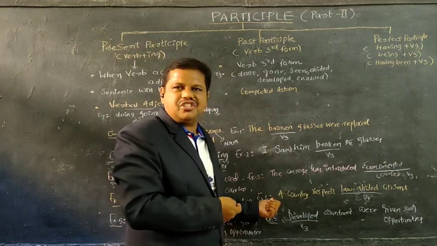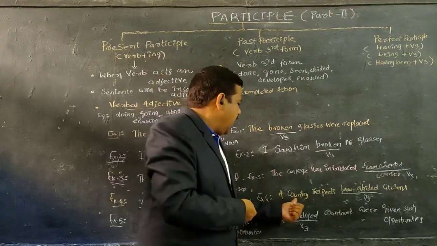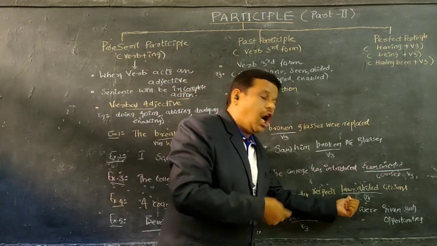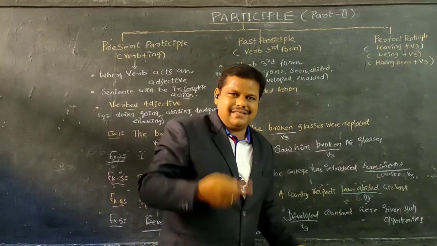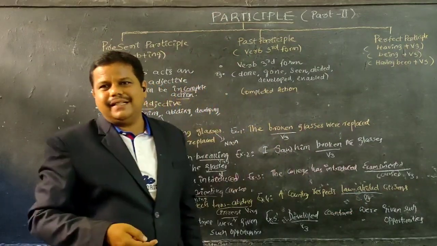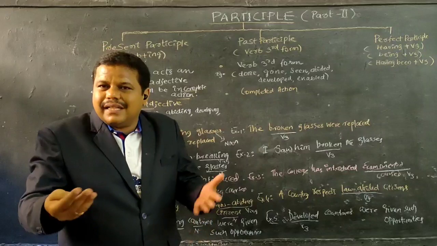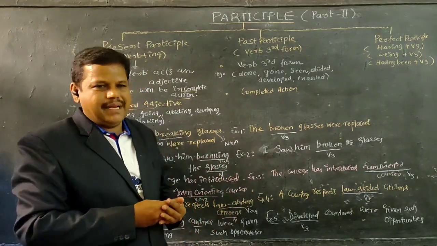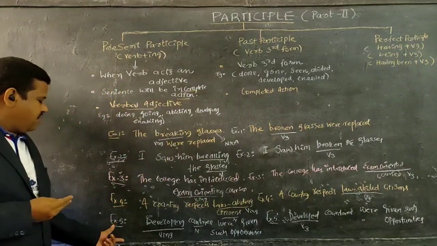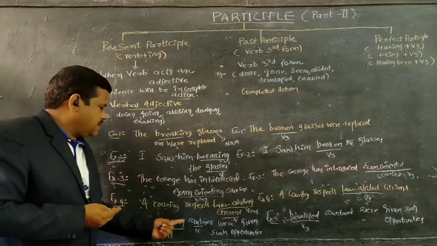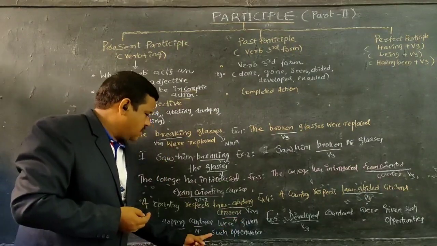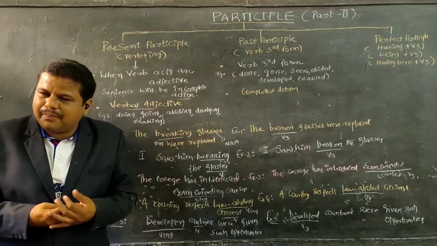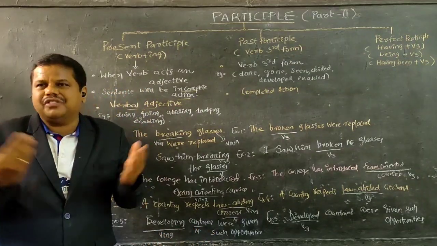See this one. Example number 4, in the case of past participle: A country respects law-abided citizens. Law-abided citizens. V3 form. It is in a complete sense, that is, the sentence is in the completed format. Now, example number 5: Developing countries were given such opportunities. What type of opportunities? You have a lot of opportunities.